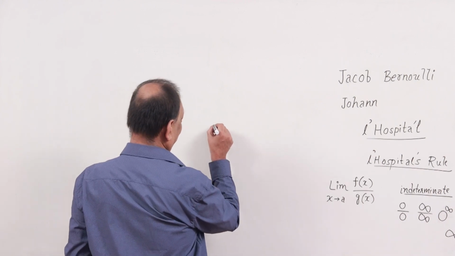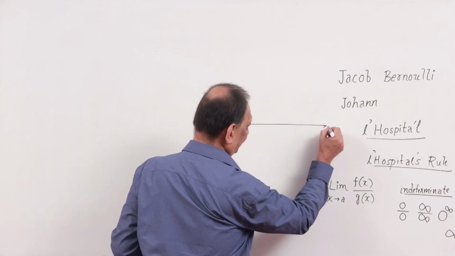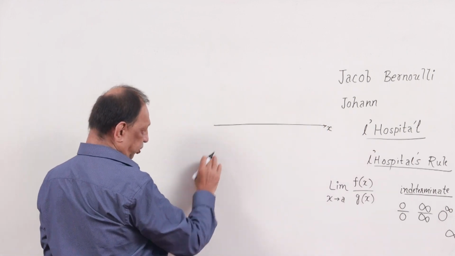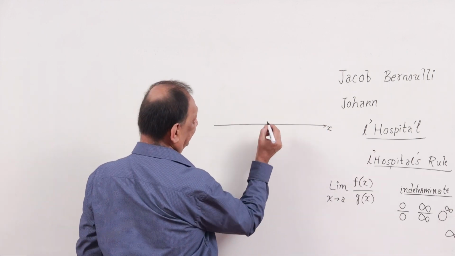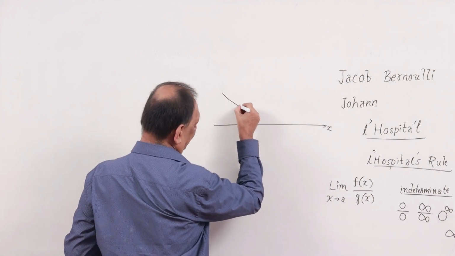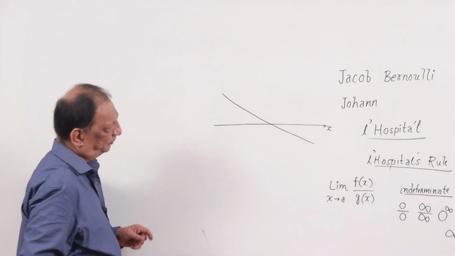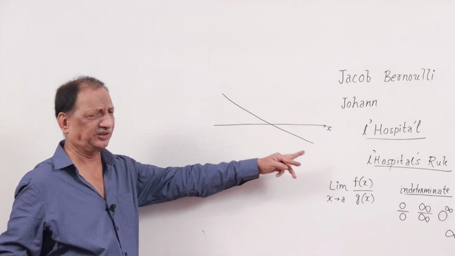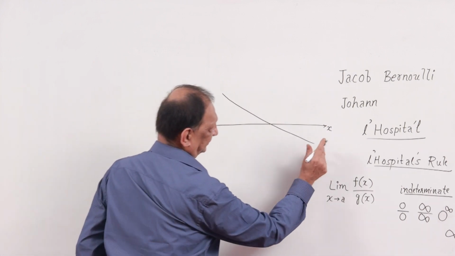So let us draw our graph. I've got the x-axis. I want to plot both the functions, and I've got a point A here. So I've got a function f which approaches 0, probably even crosses it. If you approach it, it will cross also, and go to the other side. So this is our f.